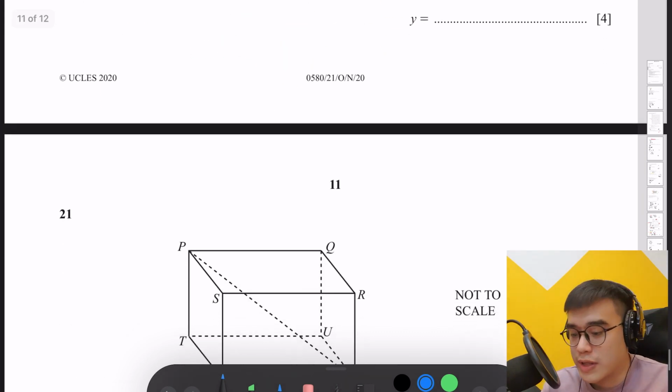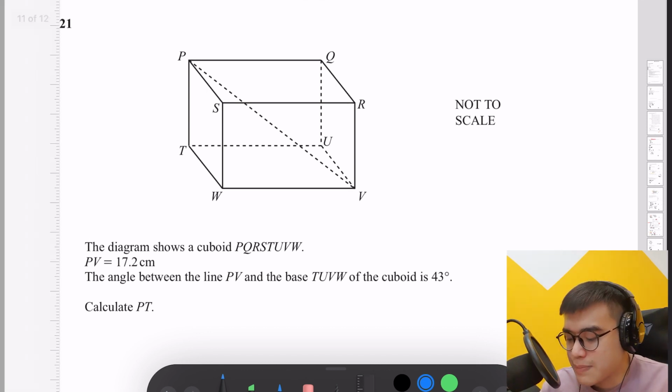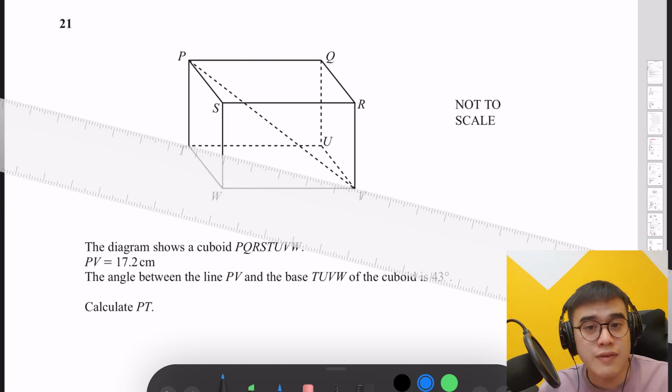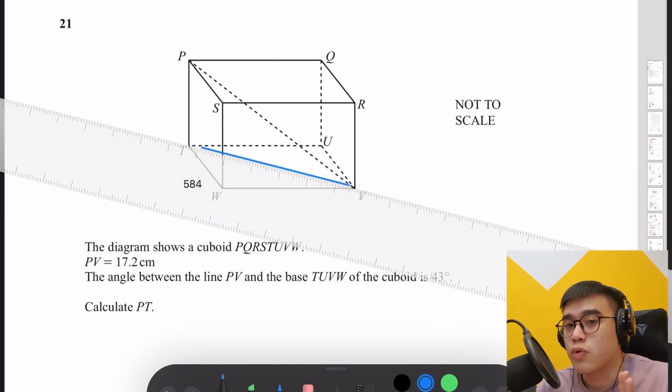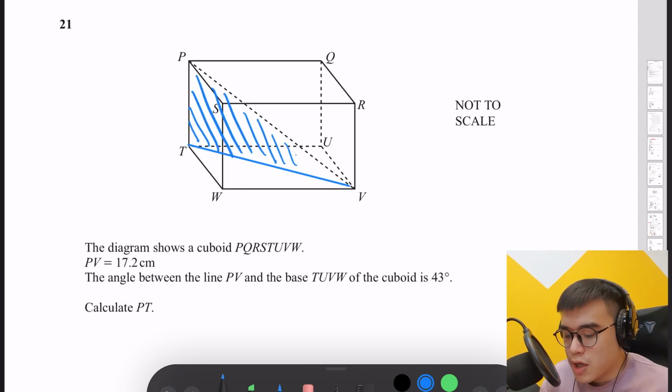As for question 21, PV is actually 17.2. So they want to calculate PT. The first thing that I did was to join up the TV line so that you can know which part of the graph they are looking at. Now, after labeling in blue, I transfer the information out.